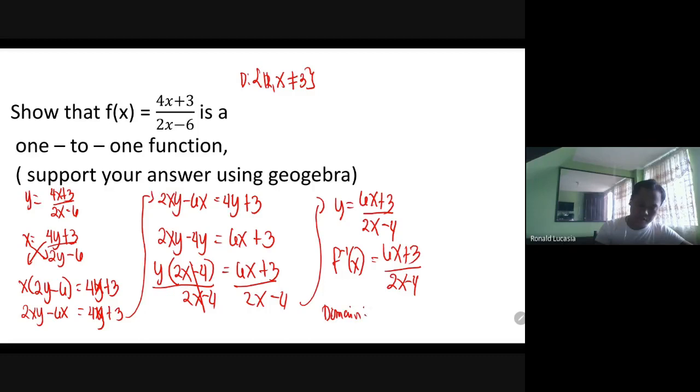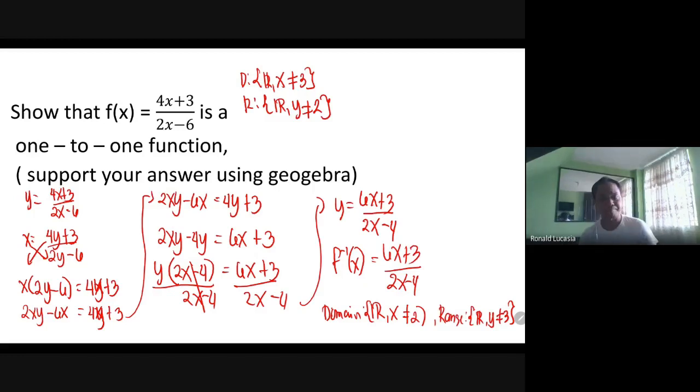So the domain here, for the inverse, is the set of all real numbers. Ang x natin must not be equal to positive 2. So ang magiging range ngayon dito ay set of all real numbers, ang y natin ay not equal to positive 2. Samantalang ang range ng ating inverse, yun namang domain ng original, real numbers such that y must not be equal to positive 3.